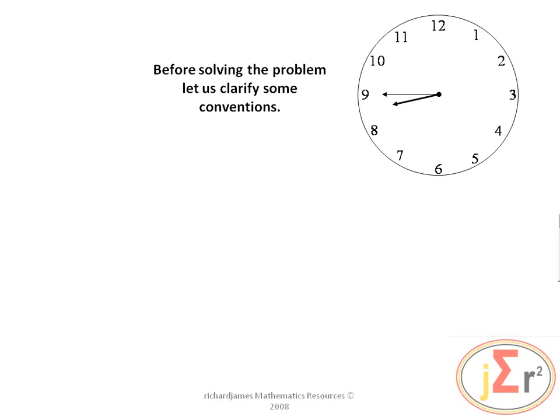But it is very important for us to understand things from the perspective of the circular clock, because when the time is given digitally, we do not have a practical system that we can follow in determining the time. So before solving the problem, let us clarify some conventions.